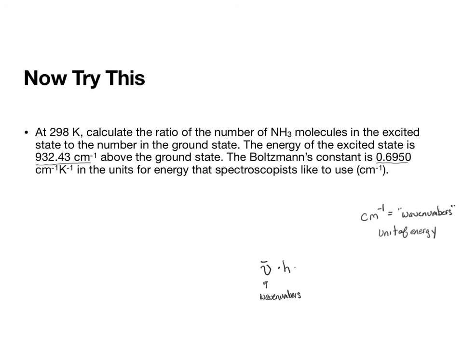Times Planck's constant times the speed of light gives me energy in units of joules. And you should be able to play with the units to prove this to yourself. And so since h and c are constants, we consider that wave numbers are proportional to energy, and so spectroscopists are lazy, and so we say that wave numbers are a unit of energy. It just means that the Boltzmann constant then needs to be in units of wave numbers.